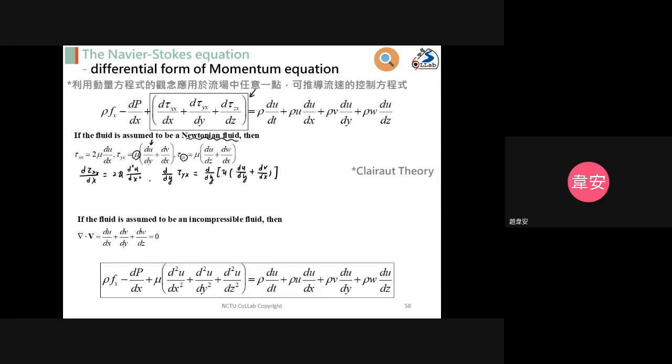Okay, so we just put the ∂/∂y inside. So there is a μ ∂²u/∂y², and there is plus ∂/∂y of ∂v/∂x.